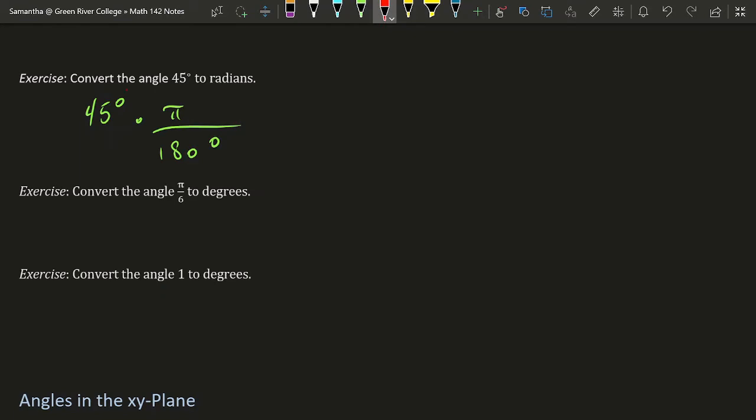So the degrees in the numerator on the left cross-cancel with the degrees in the denominator on the right, and I'm left with 45 times pi over 180. Now it's possible to reduce this fraction because 45 goes into 180 4 times in total. So 45 degrees is equivalent to the number pi over 4 in radians.